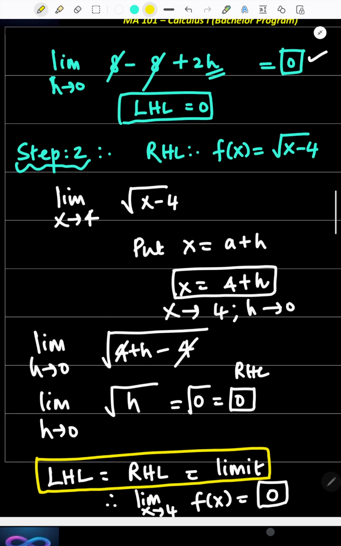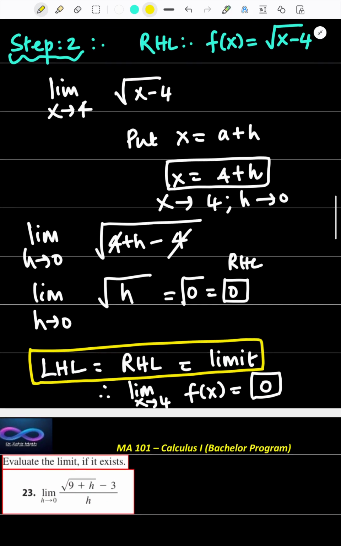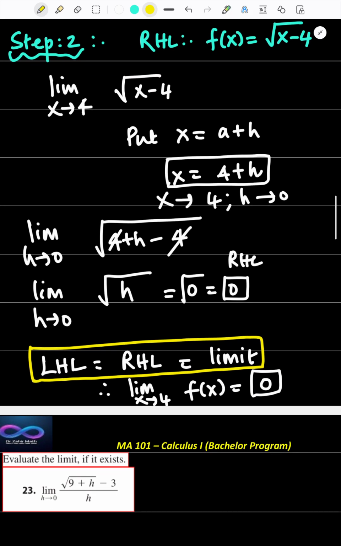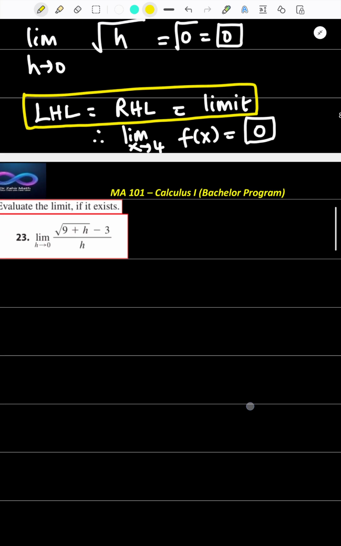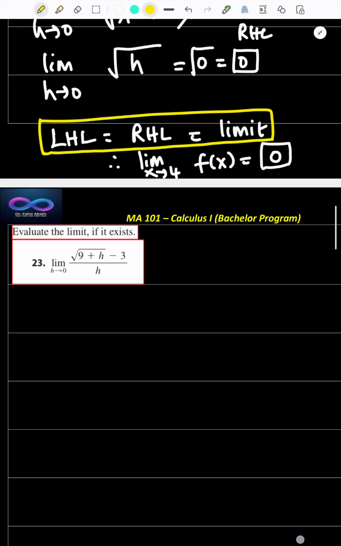Okay teacher, suppose left hand limit is not equal to right hand limit. What should I do? You should write the limit does not exist. Right? Let's go to the next question. Again the square root is coming, which is a conjugate problem, right? Conjugate issues, right? Yes. So limit h tends to 0, square root of 9 plus h minus 3.